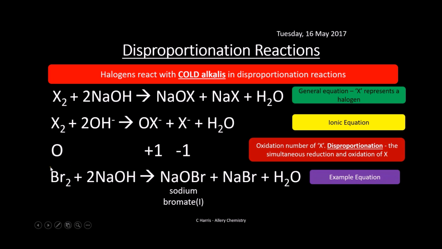Now, here's a proper example. Here's the bromine this time. We react that with sodium hydroxide, and we're going to form sodium bromate, a bit like the examples we've seen before, sodium bromide, and H2O. Okay, so it's been simultaneously oxidized here and reduced. So that's an example of this one. Now, it's this bit that you want to watch out for when we're dealing with hot alkalis. So I want you to pay particular attention to that.